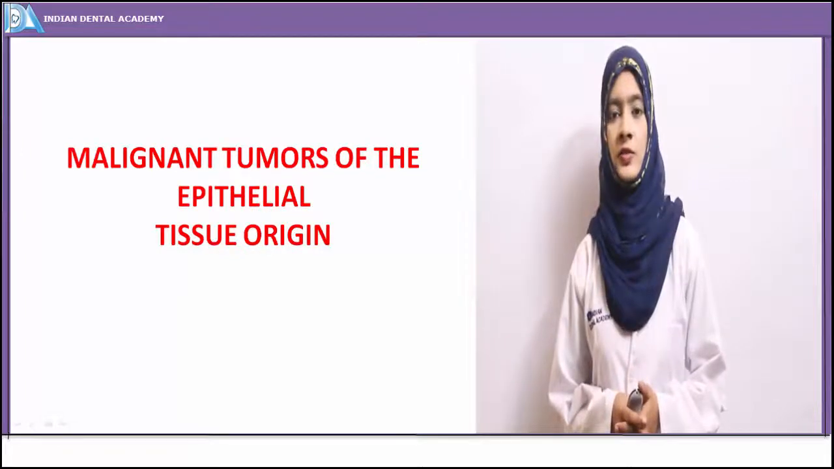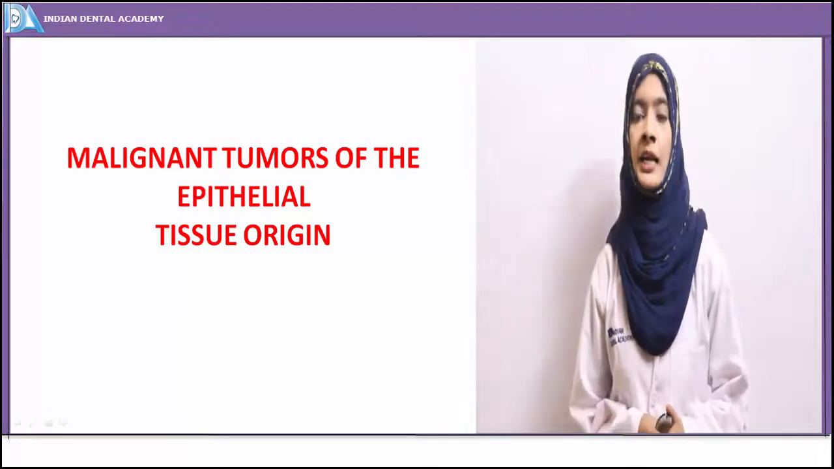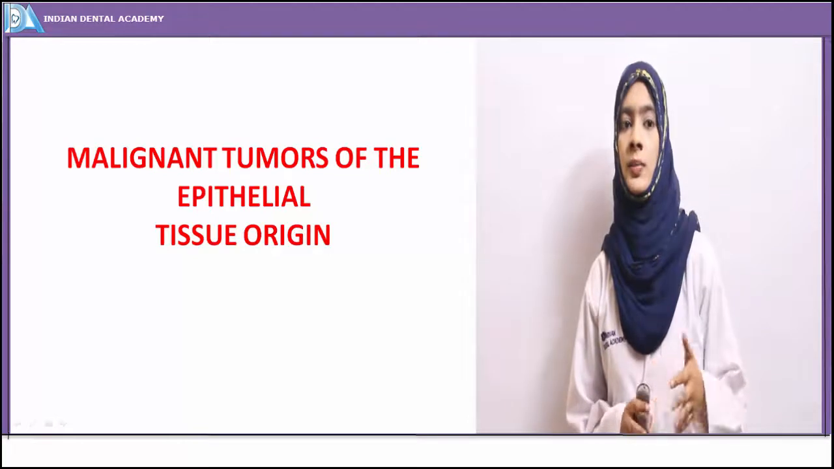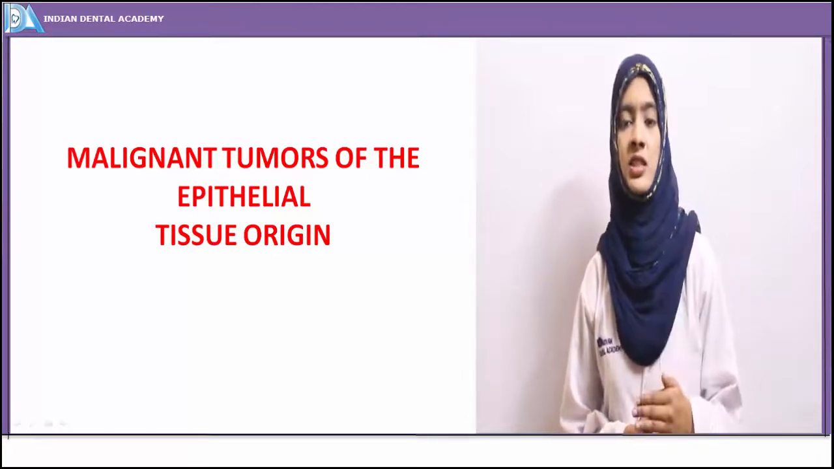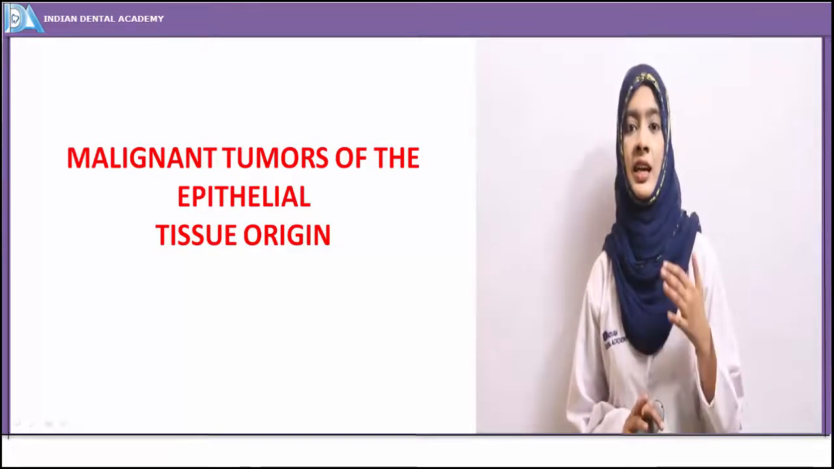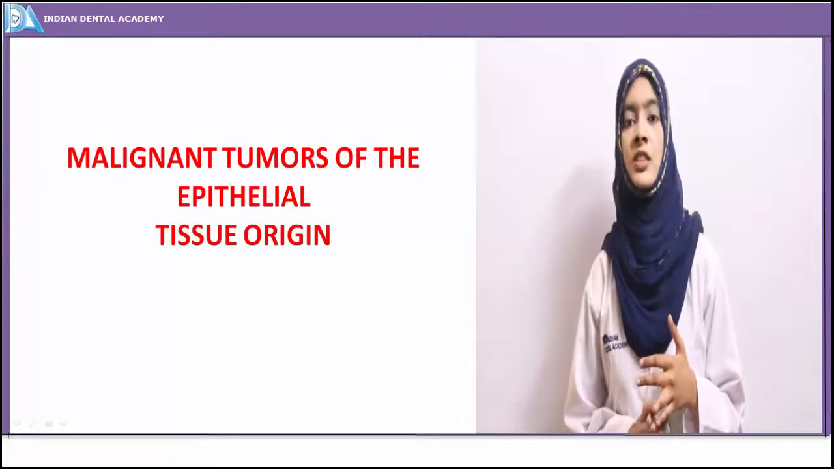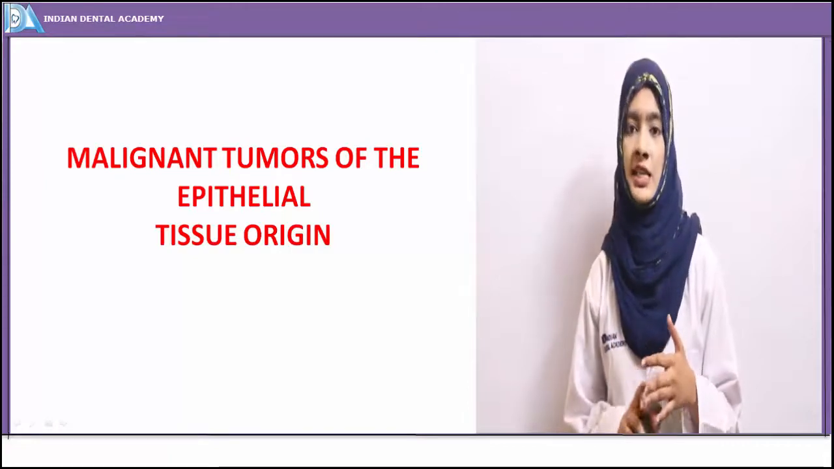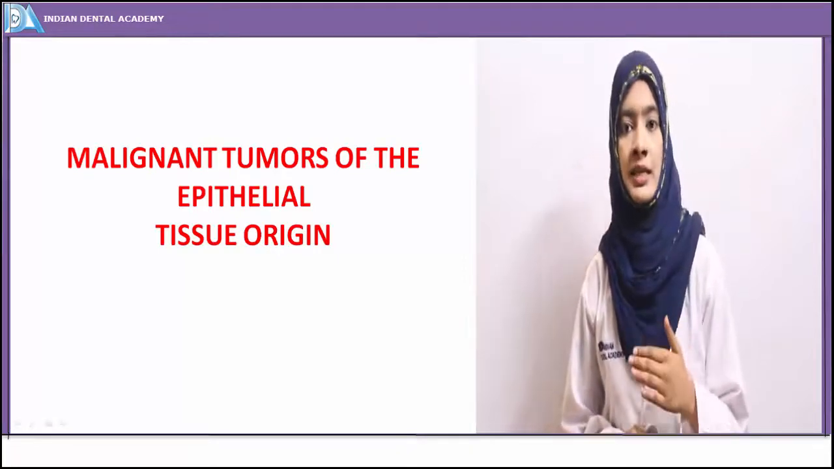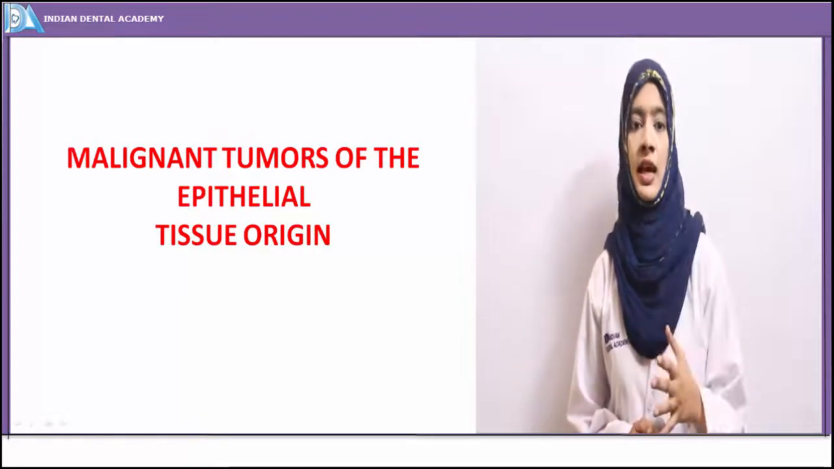Malignant tumors of epithelial tissue origin. We know the neoplasms may be benign or malignant. The term malignancy is given only when the tumor shows the characteristic features of invasion. The epithelial cells are extremely dysplastic, severe mitotic figures are present, and the features of invasion along with metastasis are very severe, so the term malignant tumors denotes the features of metastasis and invasion characteristically.